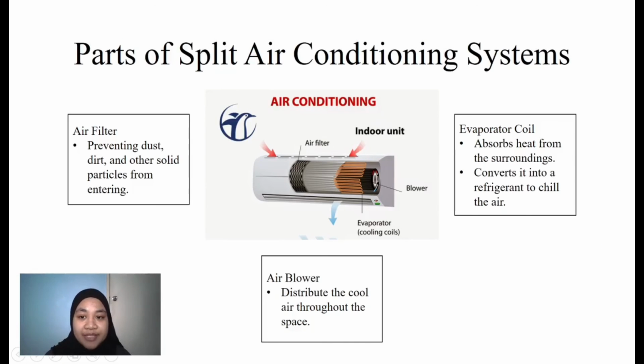Next, I will explain about the indoor unit of a split air conditioning system. First, we have an evaporator coil, which absorbs heat from the surroundings and converts it into a refrigerant to chill the air. Next, we have an air filter, which will prevent dust, dirt and other solid particles from entering the air conditioner. And lastly, we have an air blower, which will distribute the cool air throughout the space. Thank you.